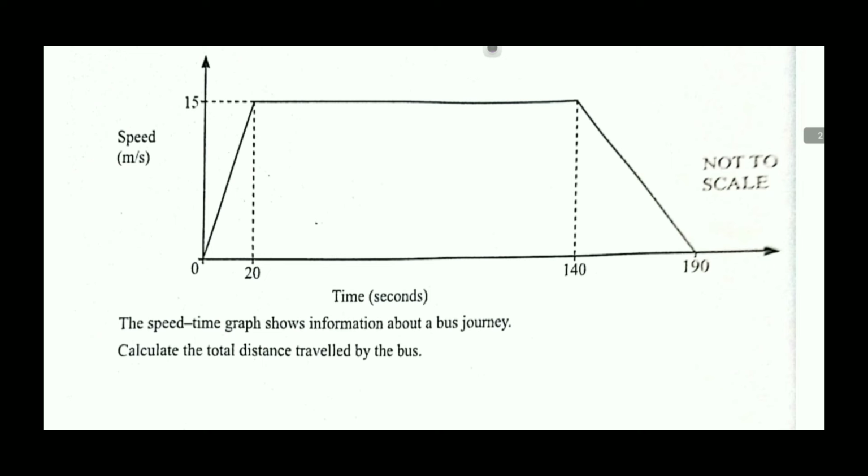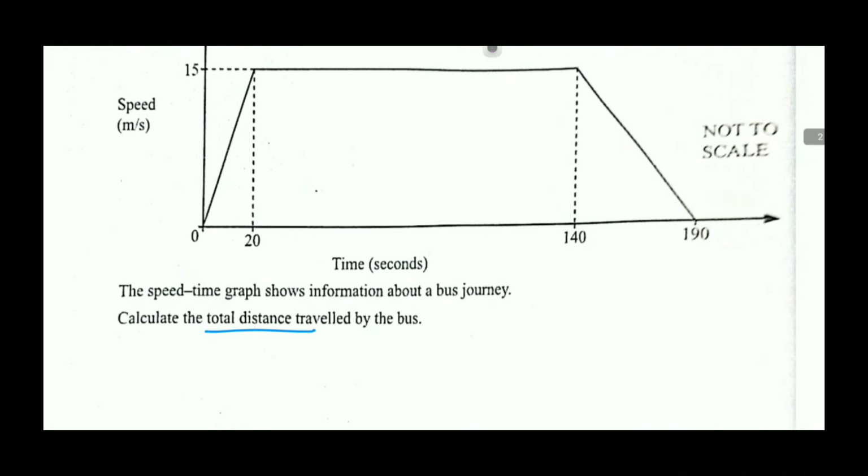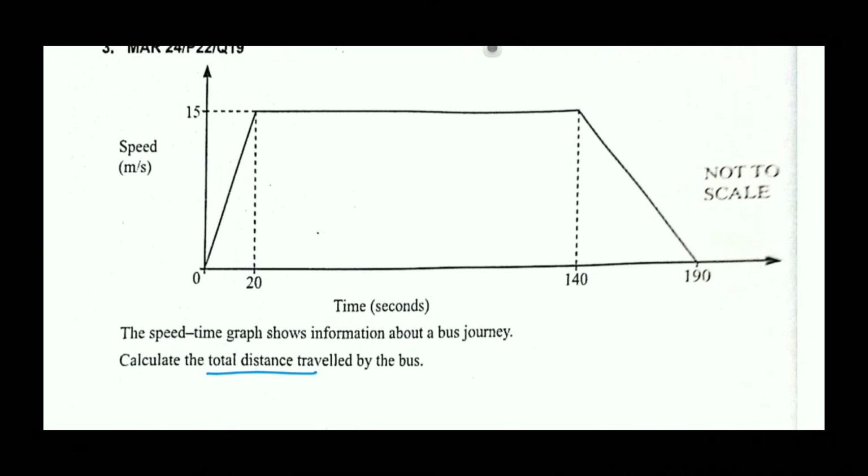A speed-time graph is given to you. The speed-time graph shows information about a bus journey. Calculate the total distance traveled by the bus. Again, you can split it into different parts: a trapezium and one triangle, or two triangles plus a rectangle. The area of this triangle is 1 over 2, height is 15 and length is 20, so 150.